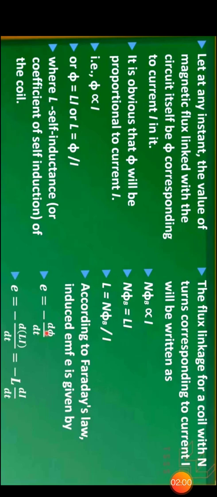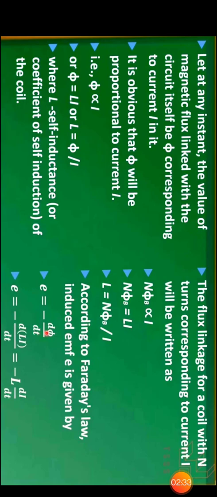The flux linkage for a coil with N, that is the number of turns, corresponding to current I, will be written as N phi B is directly proportional to I, N phi B is equal to LI. Here the self-inductance L is equal to N phi B upon I.